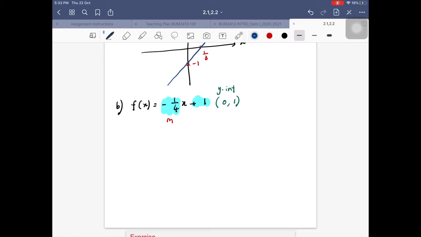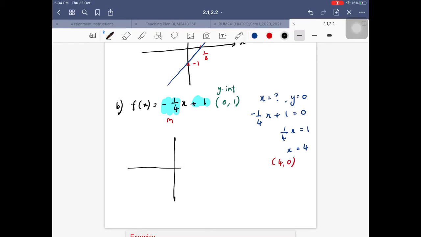And now let's calculate what is going to be the x-intercept. The x-intercept occurs when y is equal to 0. What is going to be x when y is equal to 0? So in this case, it's going to be f of x. So I'm going to set -1/4 of x plus 1 equal to 0. So 1/4 of x is going to equal 1. So x is going to equal 4. So that is going to be the value. So the coordinate is going to be 4, 0. That's the location.